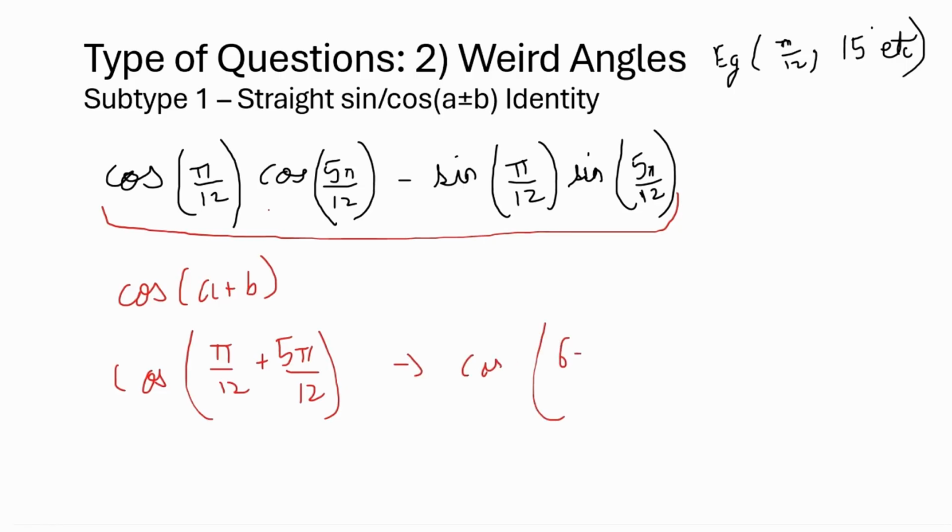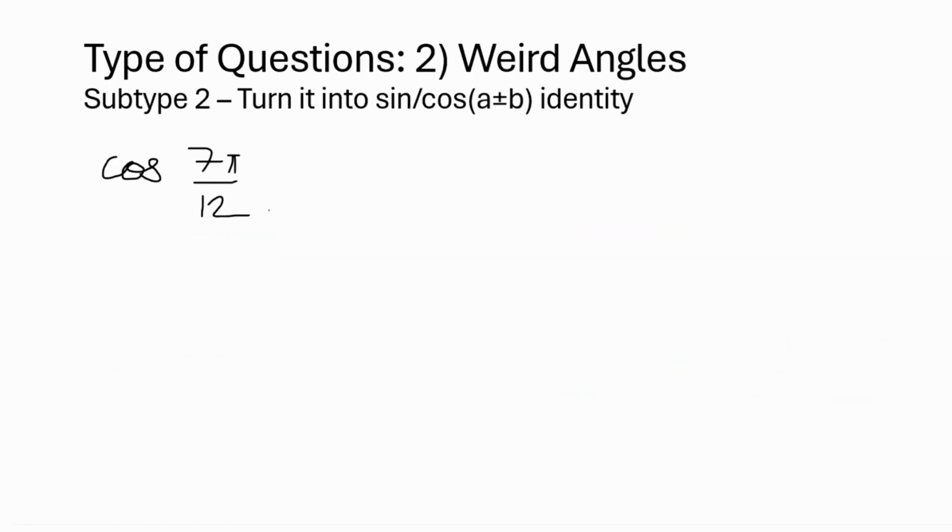This becomes 6 pi by 12. The 6 and 12 cancel. The numbers will cancel, and it's going to become an angle that you already know. Pi by 2, that is 90. Cos of 90 is 0.